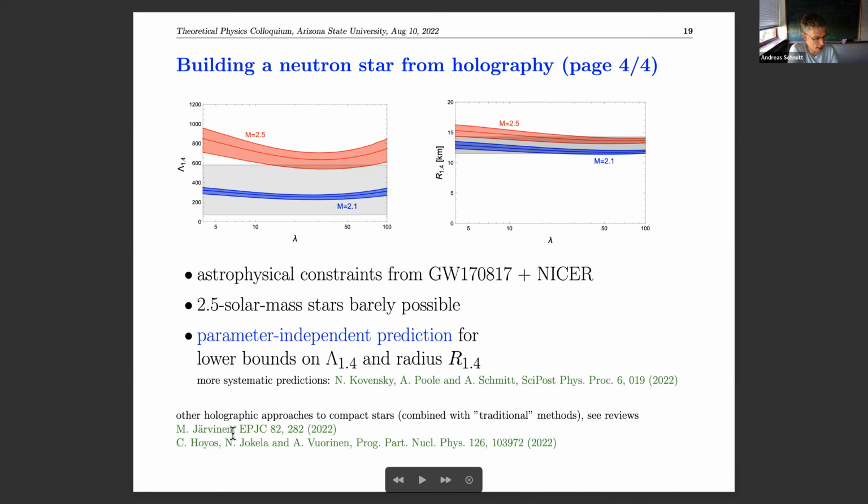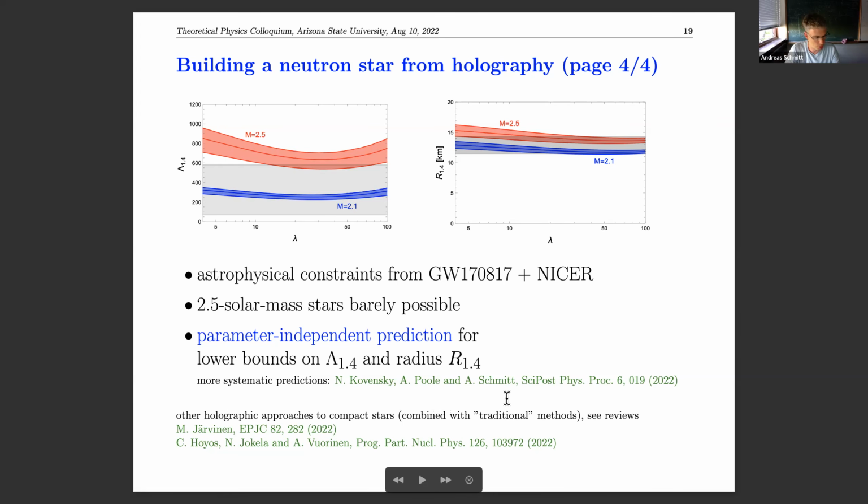Finally, let me get to the other holographic approaches, which I mentioned in words. I decided not to cite the single papers because we have two very nice reviews by now, written very recently. They list all the holographic approaches to neutron stars. So have a look there if you want to look at other holography models that look at neutron stars. As I said, all of them combine this with traditional approaches. So we were the first ones to do the whole neutron star with holography.